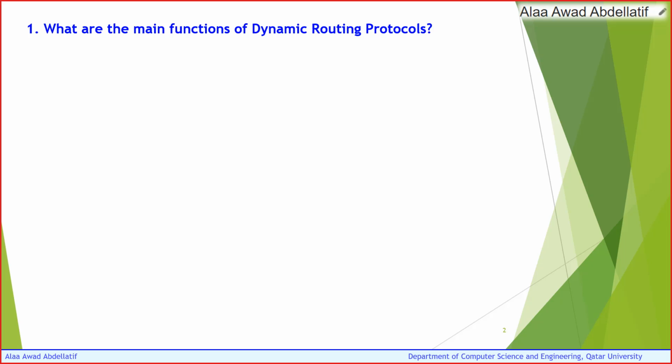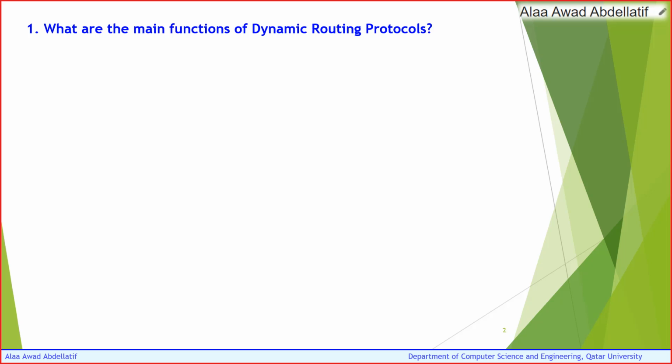But in the exam you may have the questions in different forms, in multiple choice or in complete answers, and so on. So I will just give you some examples of types of questions, but the same information can come in different forms. But first, what are the main functions of dynamic routing protocols?